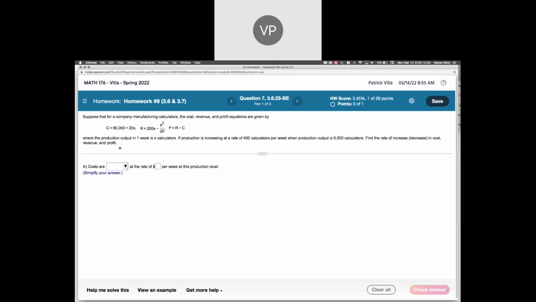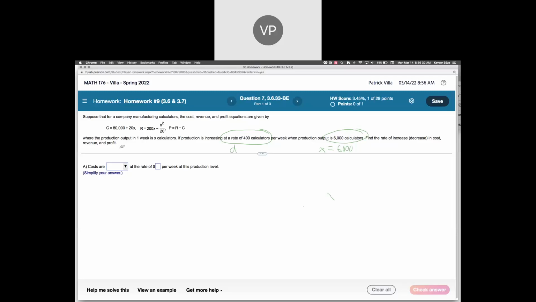Okay, so let's identify our pieces here. Number 1, we have an x, our only main variable here. Which of these is x? So we have a 400, we have a 6,000. Remember, if you see rate, that does not mean x. This is x right here.